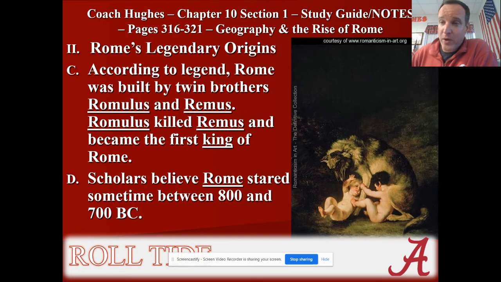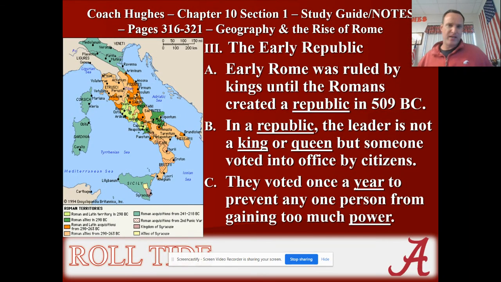So they grow up, and gosh, like many brothers and sisters do, think about your siblings, you just get into arguments and tiffs and fights. Romulus and Remus got into a big argument. How big? Romulus ends up killing his brother Remus and founding the first city there and became the first king of Rome. Romulus did, and named Rome after himself, Romulus. Now, scholars believe Rome probably started sometime between 800 and 700 BC, roughly, give or take. There's no real written record of the exact start date.